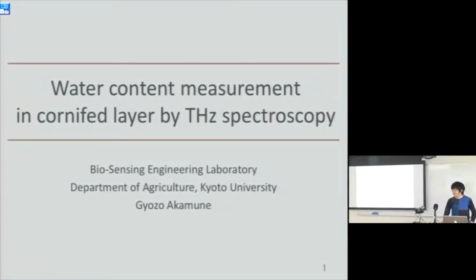My name is Gyozo Akamune. I'm an undergraduate student. Today I'd like to talk about my study. My presentation title is Water Content Measurement in Cornified Layer by Terahertz Spectroscopy.